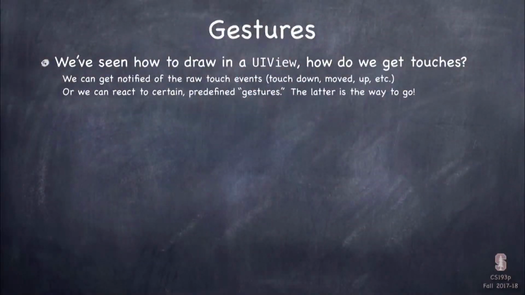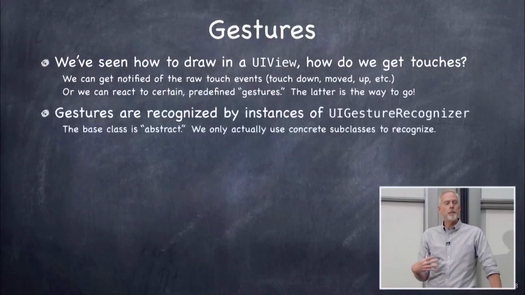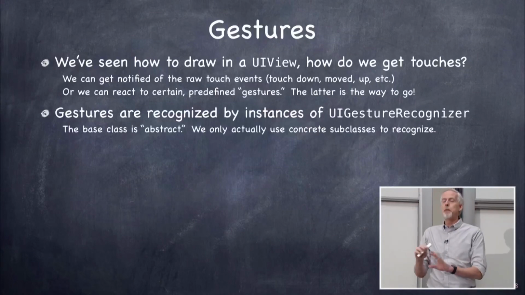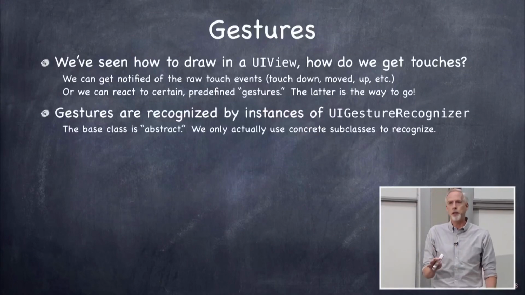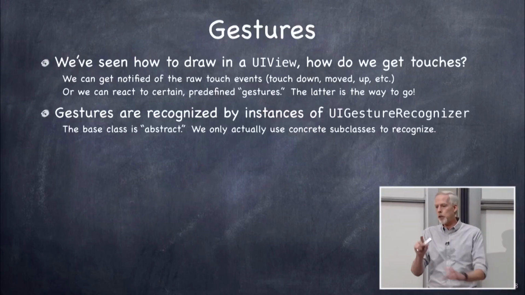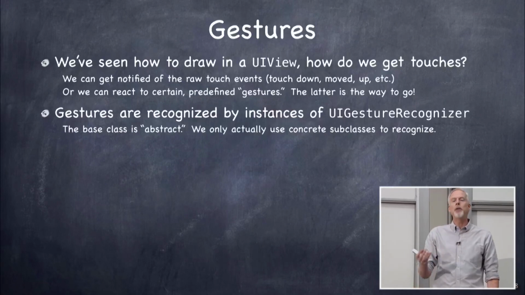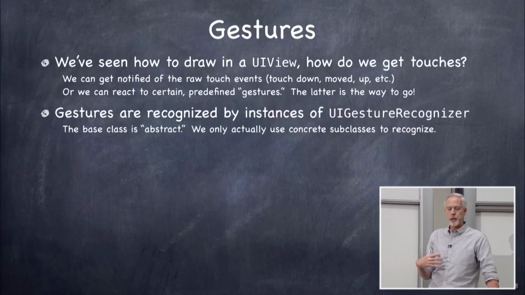You could get all the touch events yourself. That's legal. You could look at every finger when it moves, but that'd be incredibly tedious, so we don't do that. Instead, we let iOS look at all those little movements and turn them into gestures like swipe, pinch, pan, tap. So that's the level at which we program this stuff.